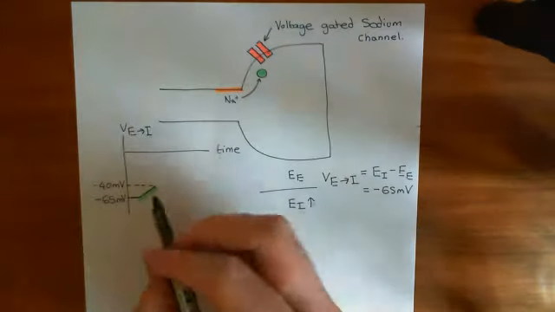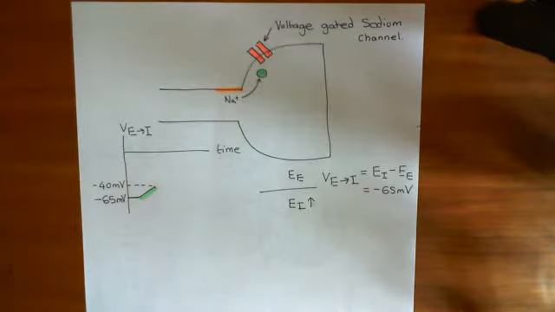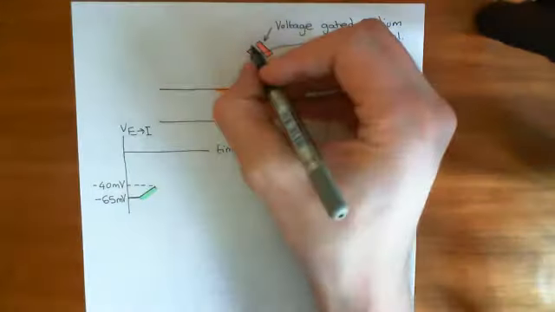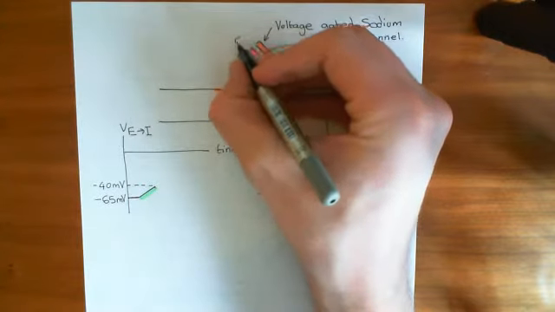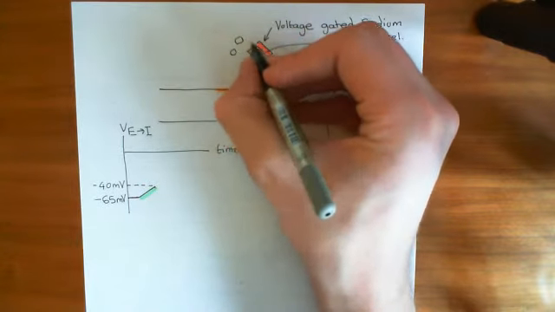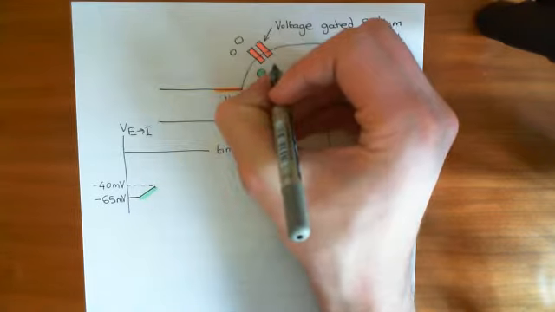So at negative 40 millivolts, these voltage-gated sodium channels are going to open, and they are going to allow sodium ions from the extracellular space to go in through them into the intracellular compartment.